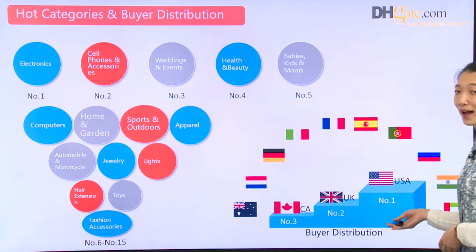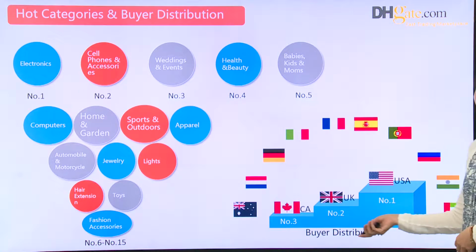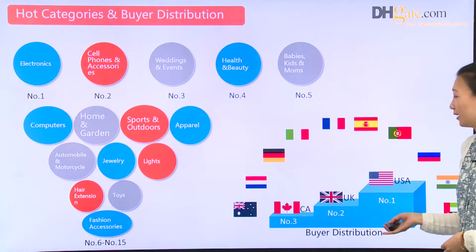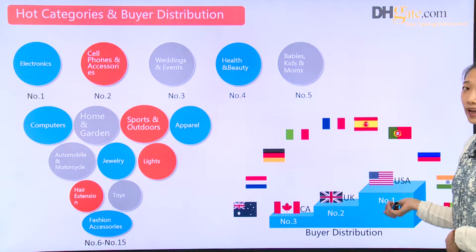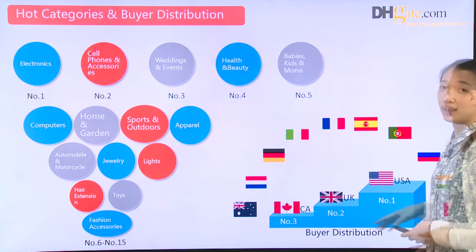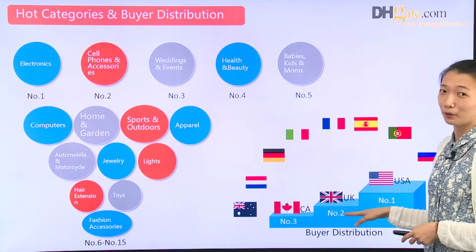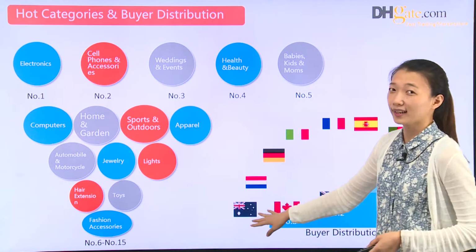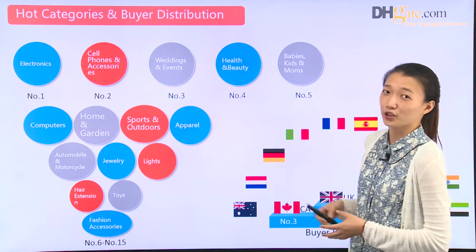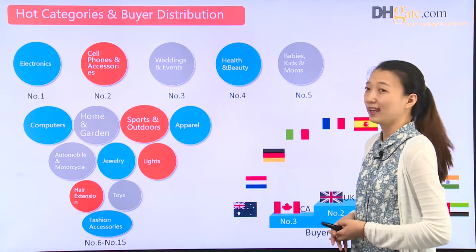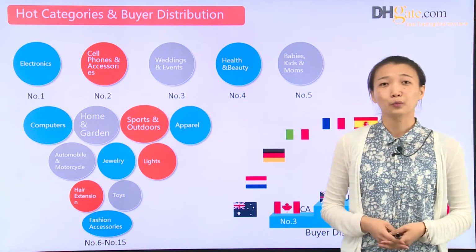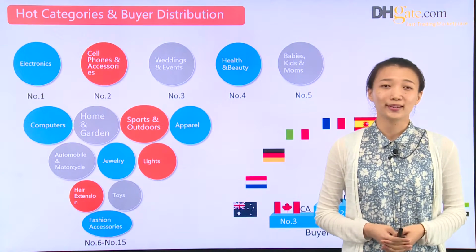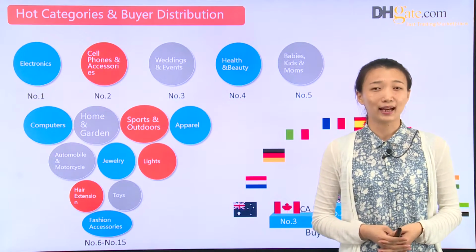Here we can see the buyers' distributions. Most of our buyers come from the English-speaking countries, and USA is our largest marketplace. And also, a large amount of our buyers come from the UK and Canada and Australia and other European countries like Italy, Holland, and so on. And what's more, currently, we are expanding our market to some non-English speaking countries.